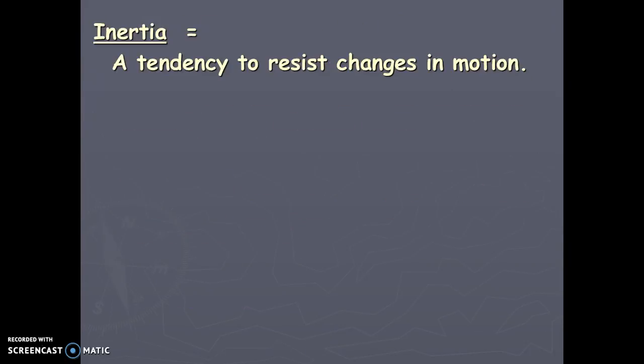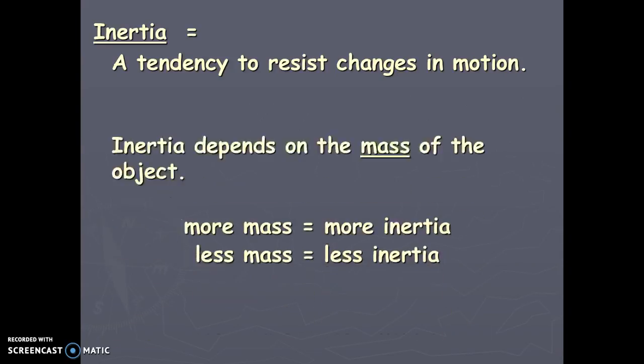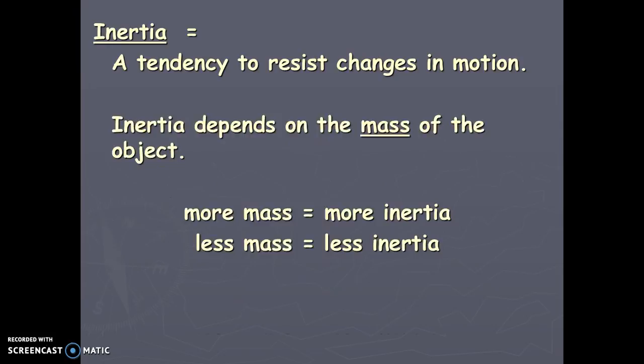Inertia is a tendency to resist changes in motion. The video went over this when they showed the differences in trying to push a big couch versus a small stone. Inertia depends on the mass of the object. More mass equals more inertia. Less mass equals less inertia.